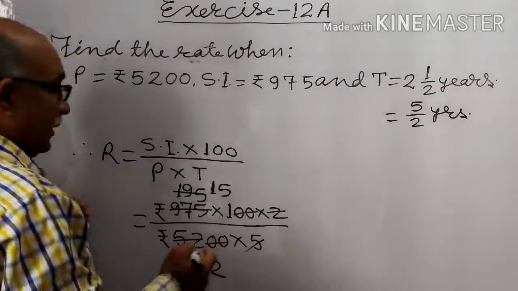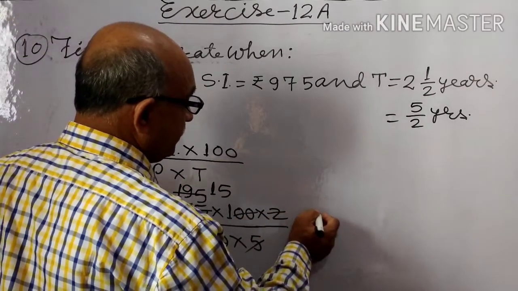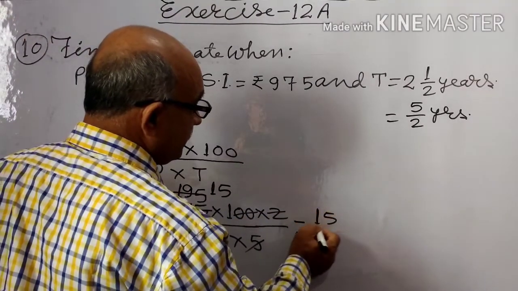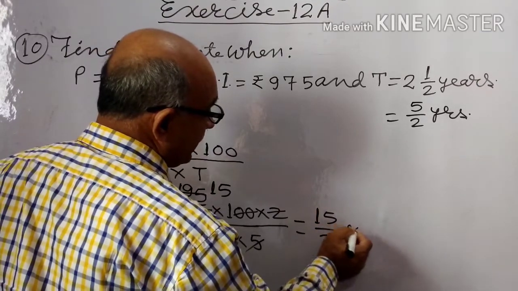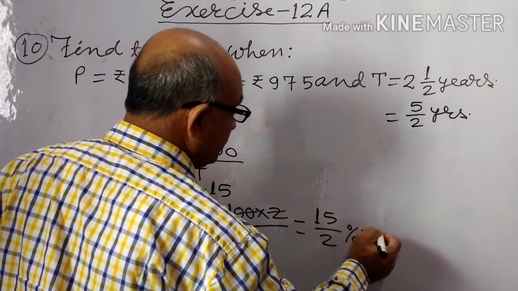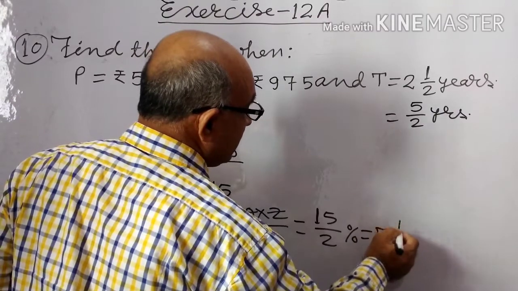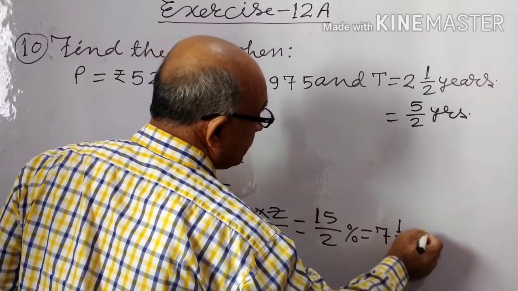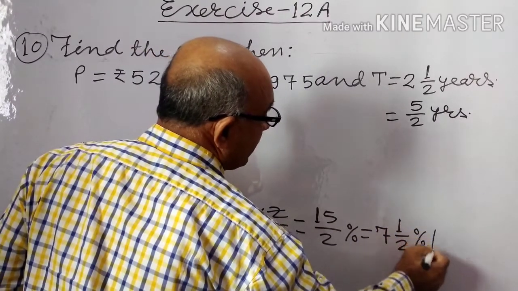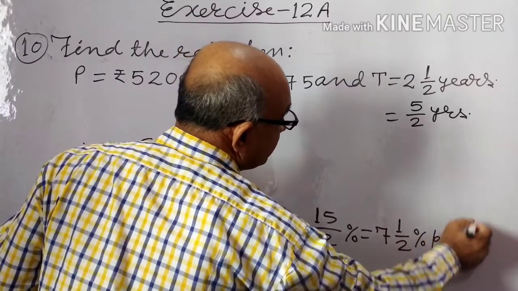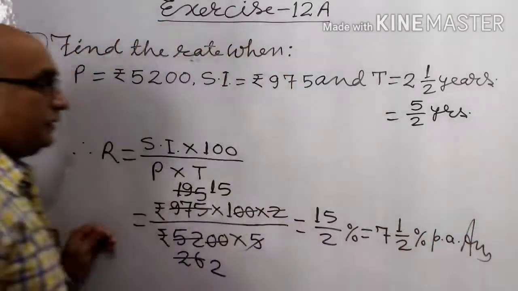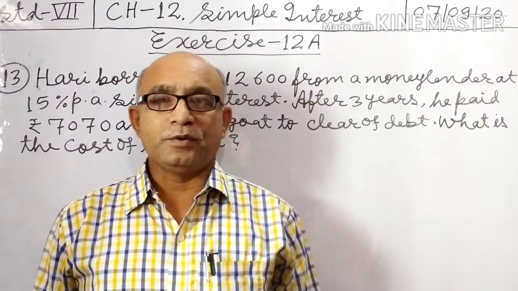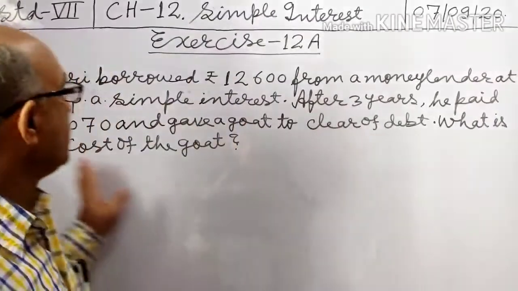So the rate is 15 by 2 percent, which equals 7 and 1 by 2 percent per annum. Answer. Understand and write.